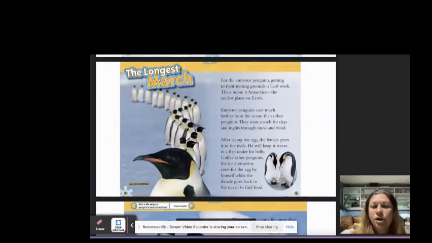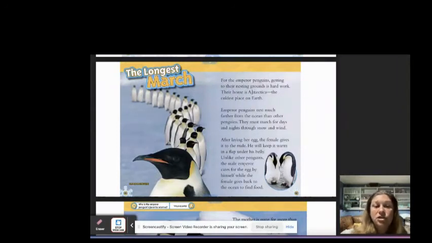The longest march. For the emperor penguins, getting to their nesting grounds is hard work. Their home is Antarctica, the coldest place on Earth. Emperor penguins nest much farther from the ocean than other penguins. They must march for days and nights through snow and wind. After laying her egg, the female gives it to the male. He will keep it warm in a flap under his belly. Unlike other penguins, the male emperor cares for the egg by himself while the female goes back to the ocean to find food.